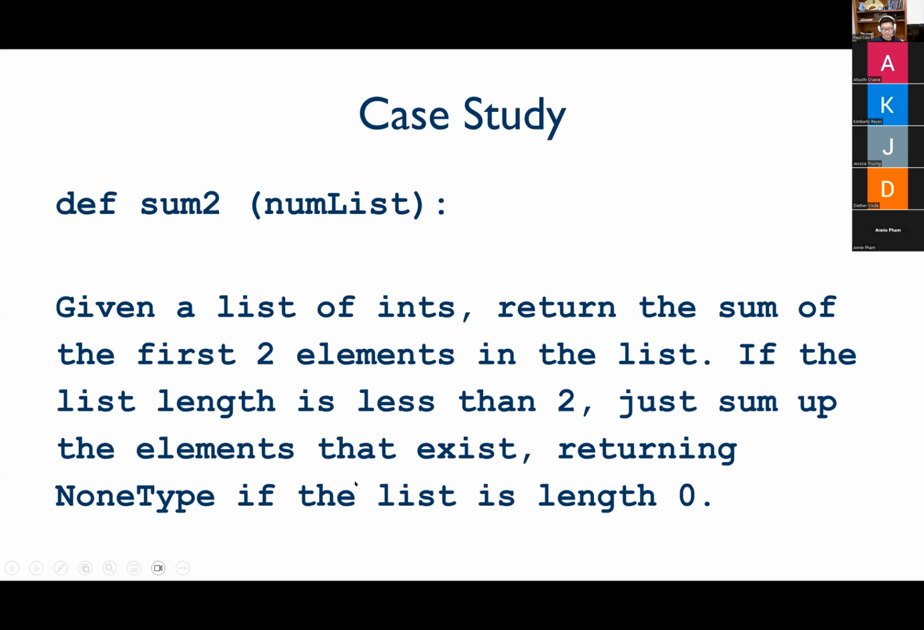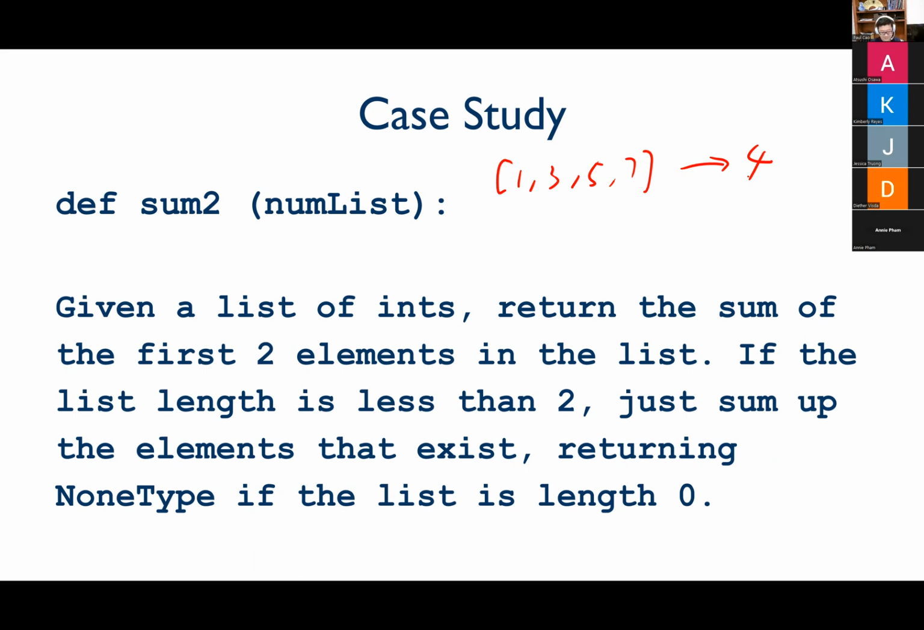Okay, so this is the write-up, right? You're given this thing, you're supposed to write this. You're given some description. Most likely in the write-up, you're also given some sort of examples, okay? So for example, if the list is 1, 3, 5, 7, you're supposed to return 4. You add up the first two things. That's it, right?